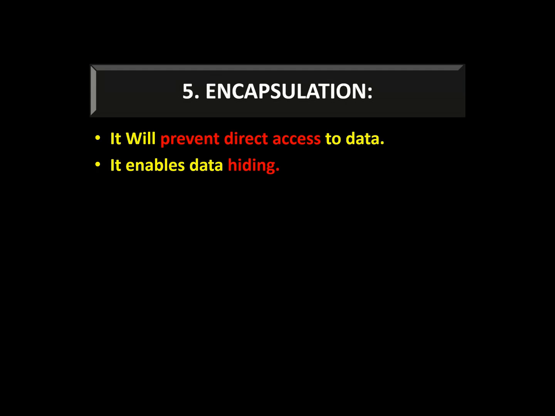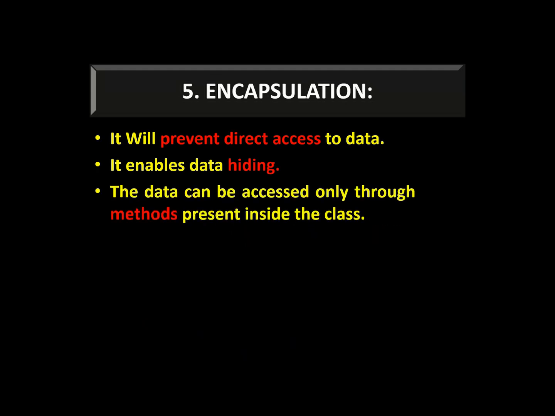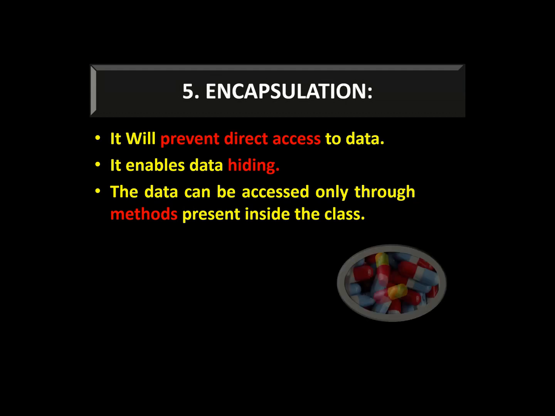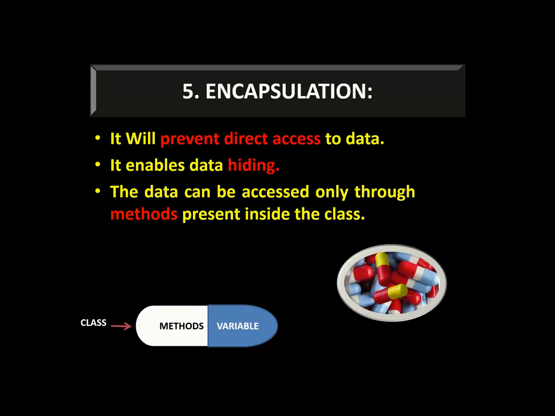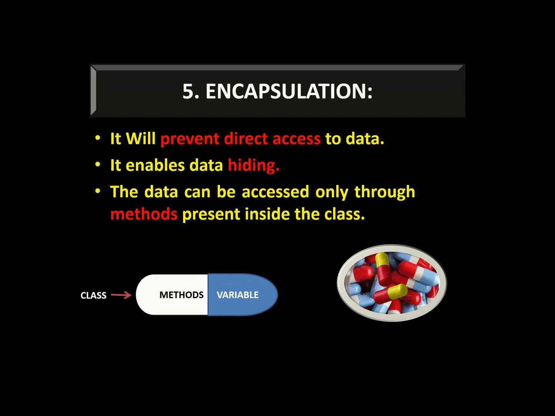Fifth one, encapsulation. It prevents direct access to data. It enables data hiding. The data can be accessed only through methods present inside the class. Example, we have a class which combines methods and variables.